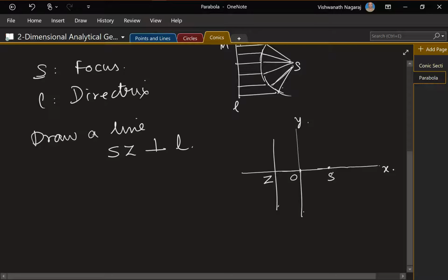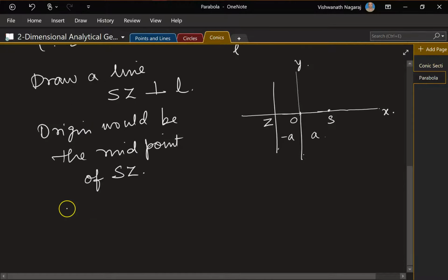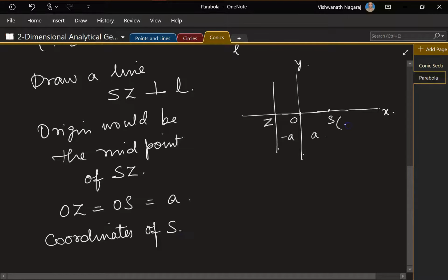Now coordinates of S would be what? Let's say this distance between O and S is A. Origin would be the midpoint of SZ, which means OZ is equal to OS, which is equal to A. Coordinates of S would be A comma 0.